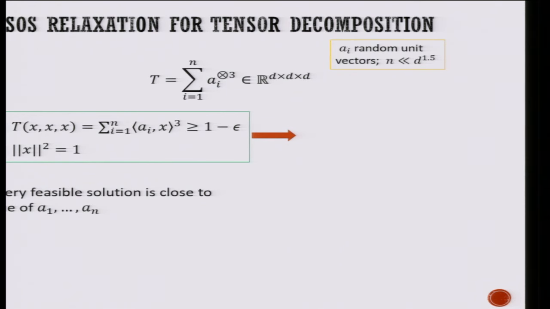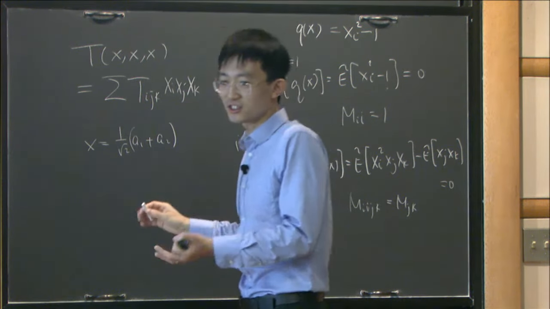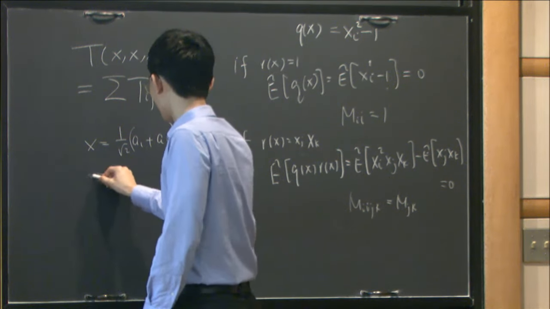And there's a proof that shows that this is the only way to make this constraint satisfiable. If you take 1 over root 2 a_1 and 1 over root 2 a_2, we can check that. You assume that the a_i are random. So for example, let's take x to be 1 over root 2 times (a_1 plus a_2). This is not a proof, just to get some intuition.